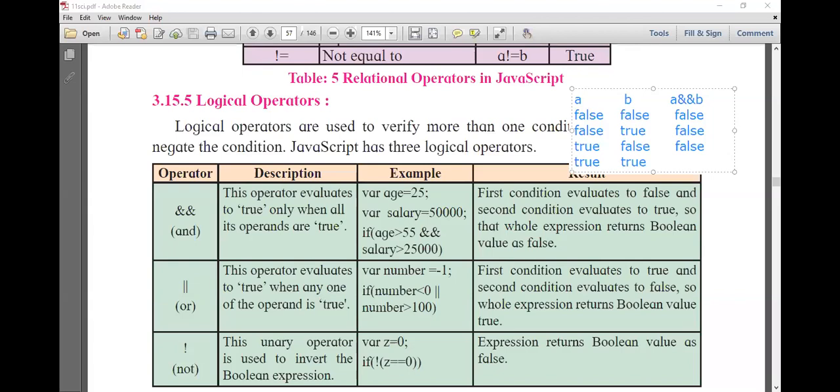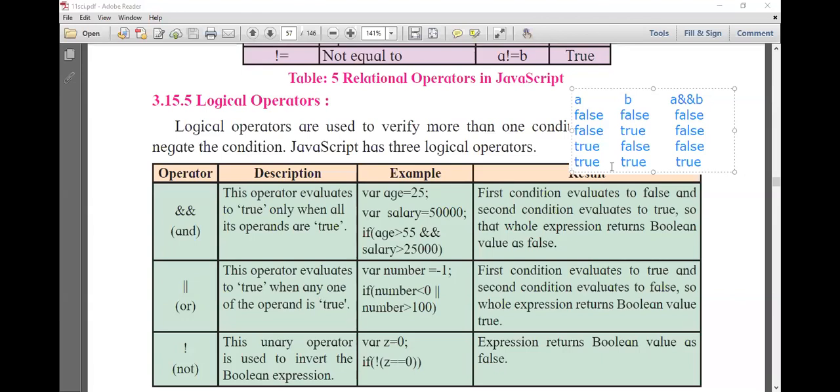Yes, Rutik saying true. Chaitrali saying true. Devesh, Yogesh, you all are saying true. Yes, then it is true. Okay, so this is the truth table of ampersand.